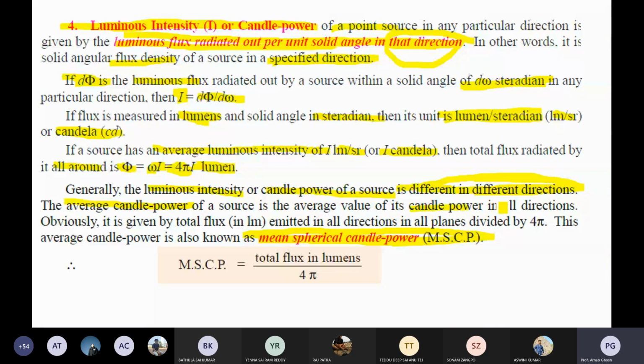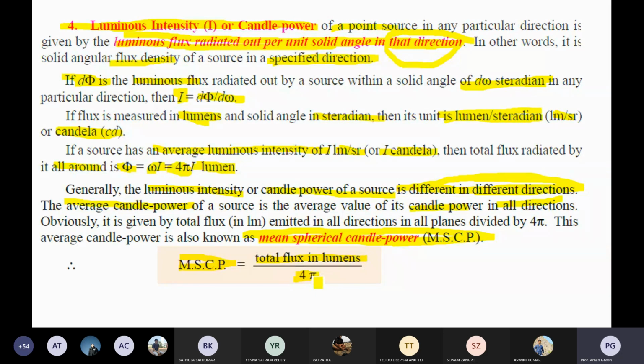So the next point is mean hemispherical candle power. Sometimes a hemisphere is there. Here you are considering the entire sphere. If it is a hemisphere, then you need to calculate the mean hemispherical candle power, the flux emitted in a hemisphere. Here you considered the sphere, so total flux in lumen. What is the definition of lumen? Lumen is the flux contained per unit solid angle from a source of one candle, or standard angle. That is your lumen definition.